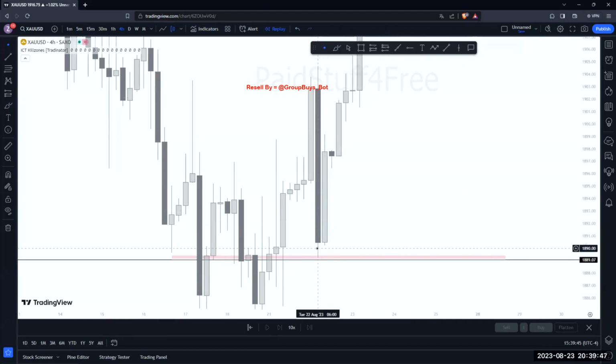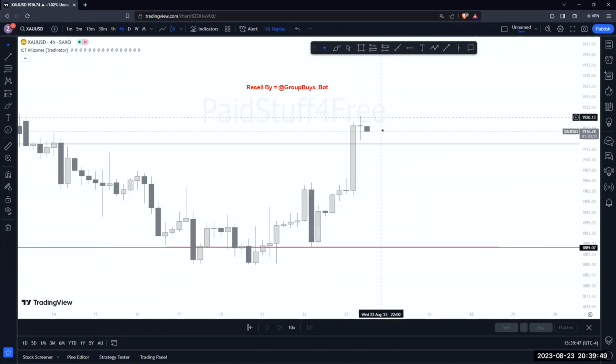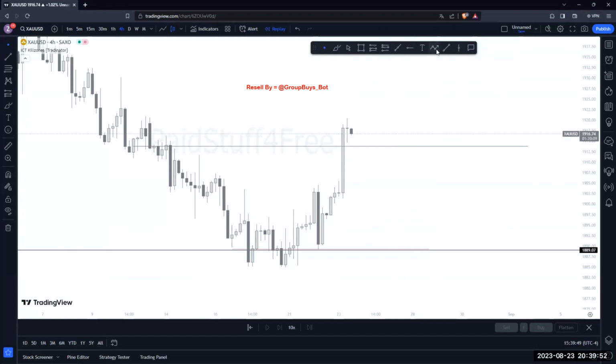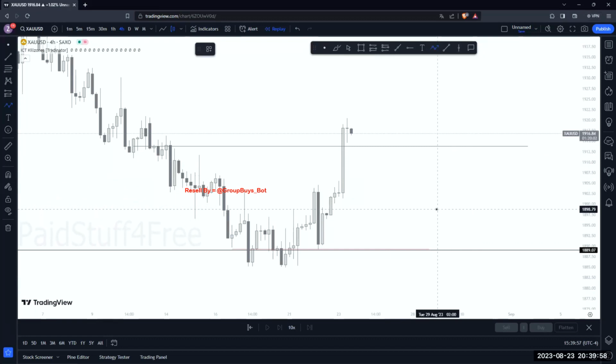Okay, so once it gets broken, is the daily bullish or bearish now? Bullish. Do you see, guys, in the group, everyone be losing to the sells? That's why everyone was losing the sells today.